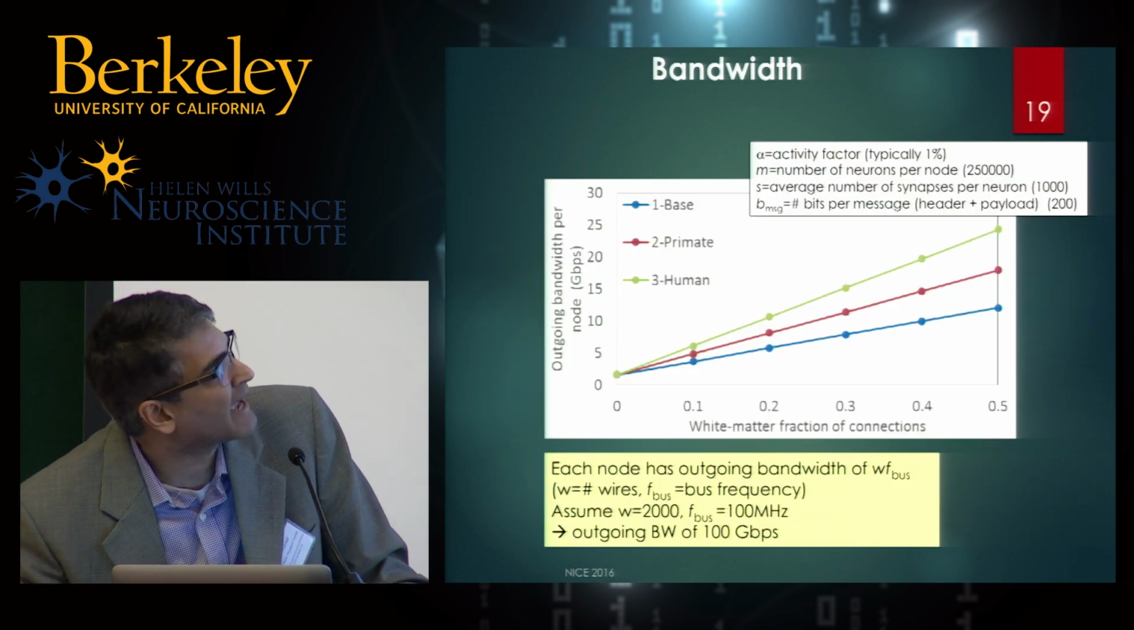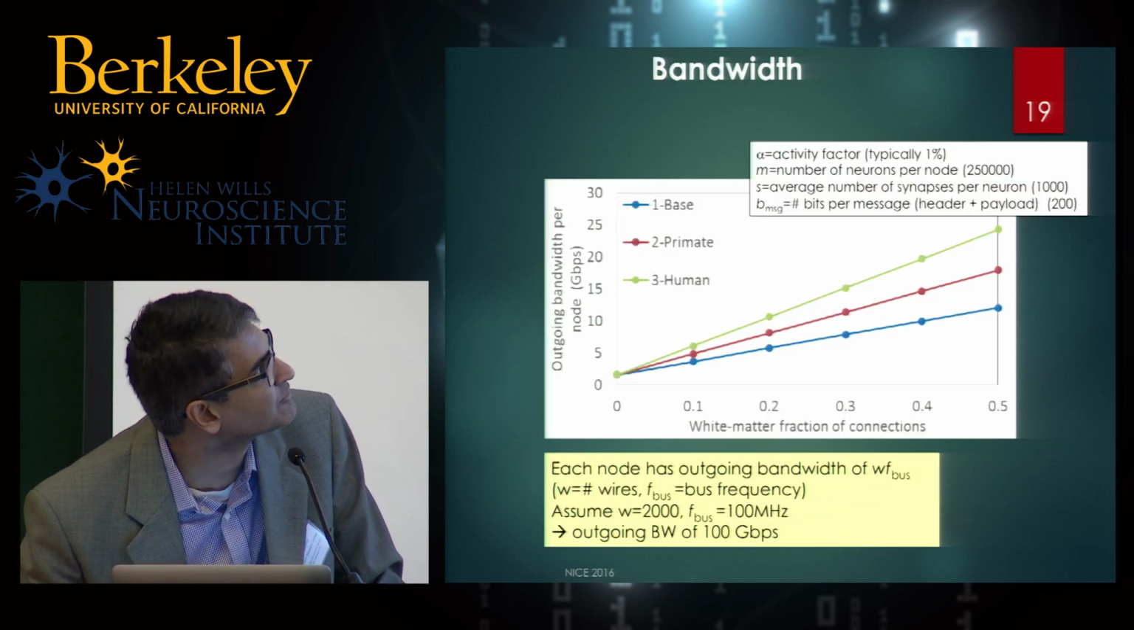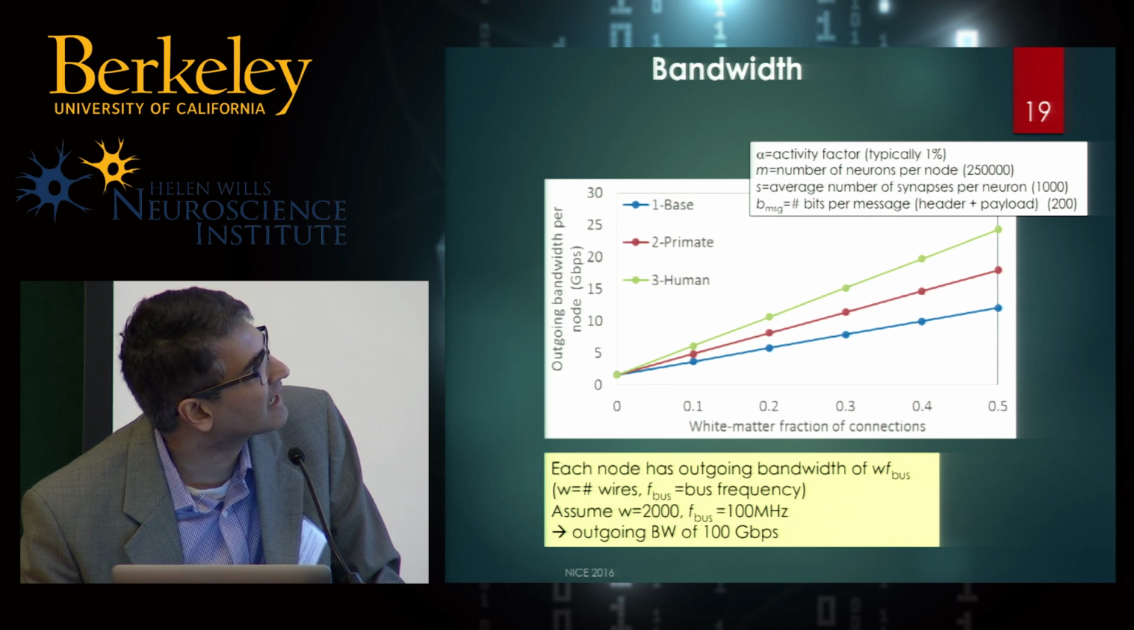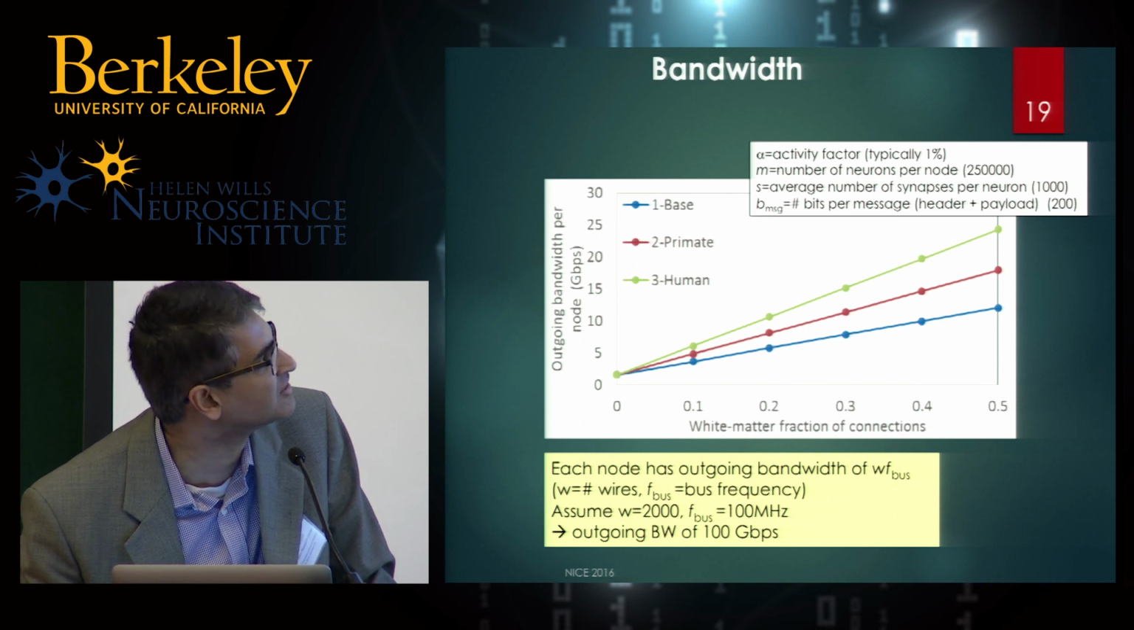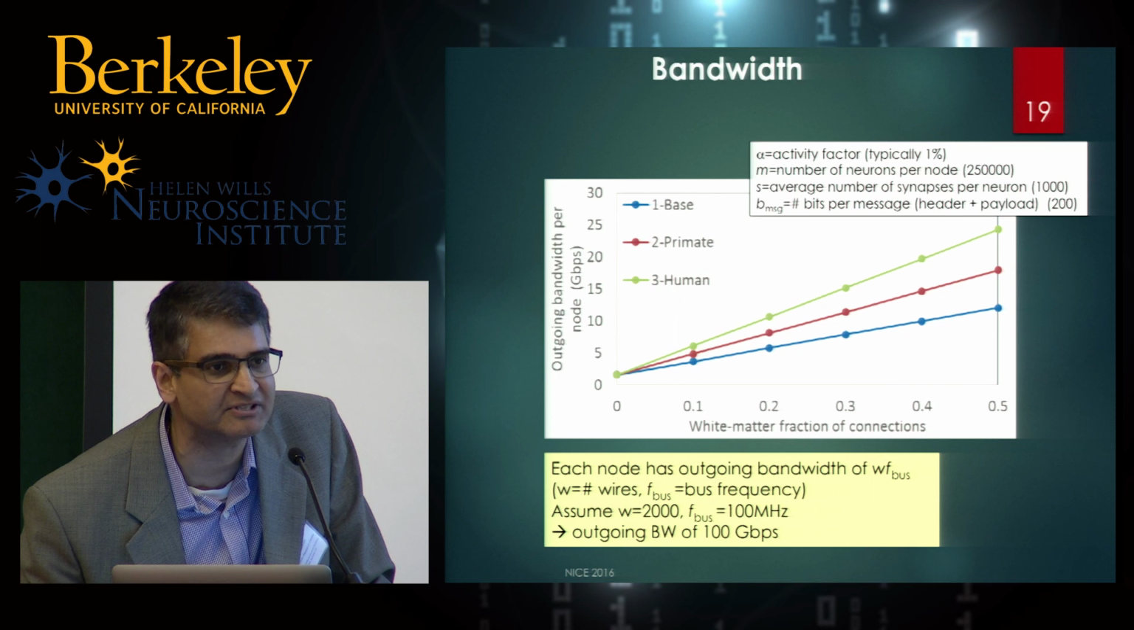So first we looked at the bandwidth, and here I've had to make an assumption about the activity factor. In this case, I chose it to be about 1%. The number of neurons, as I mentioned, is 250,000, and I've kept the average number of synapses per neuron at 1,000. I've also had to make an assumption about how many bits there are per message. In this case, I've chosen the header and payload to be about 200 bits per message. And then I've looked at the bandwidth requirements for these three cases, and they fall in the range of a few tens of gigabits per second.